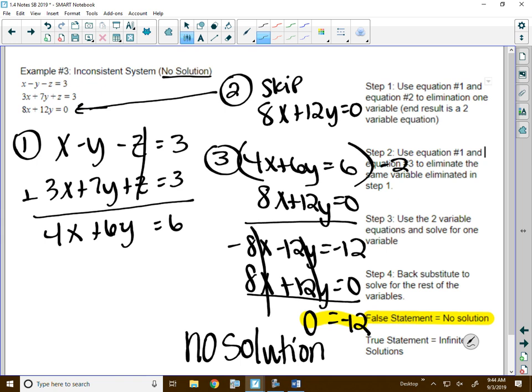Once that happens, I should be able to see when you do that: 0 goes under 12, no solution.